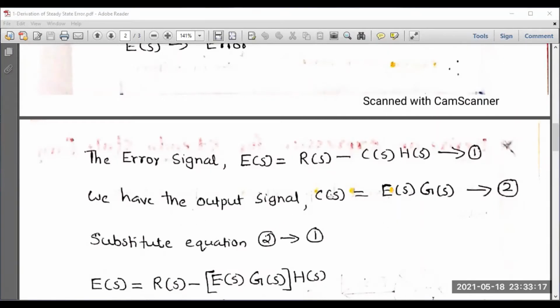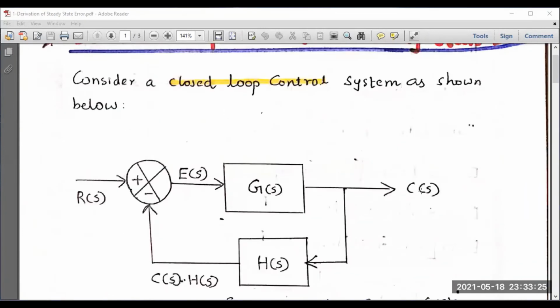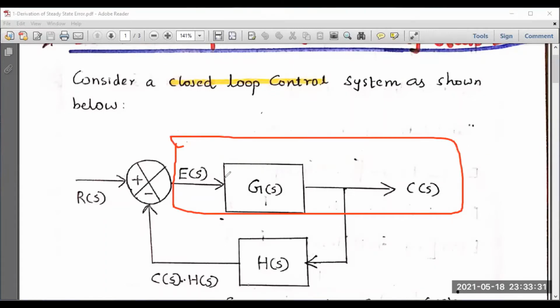Now the output signal C of S. How can we write C of S? C of S is nothing but E of S into G of S. Look at only this particular block, please concentrate only on this block. According to the property of the block diagram, C of S is the output. So how can we write the output? C of S equals, so what is the input? The input is E of S.